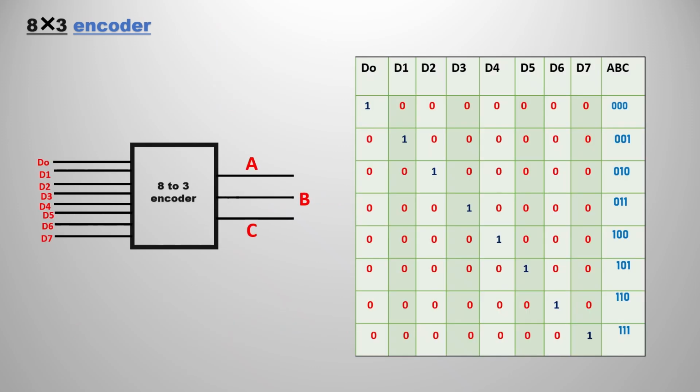So next thing in the encoders is the 8 cross 3 encoder. As the same thing, 2 power 3 means 8, then you are going to have 3 as n outputs. If you observe, I have already drawn the truth table also. Again, same thing: we are going to have D0 to D7, total 8 terms, and A, B, C as output, same like but inverse of decoders.